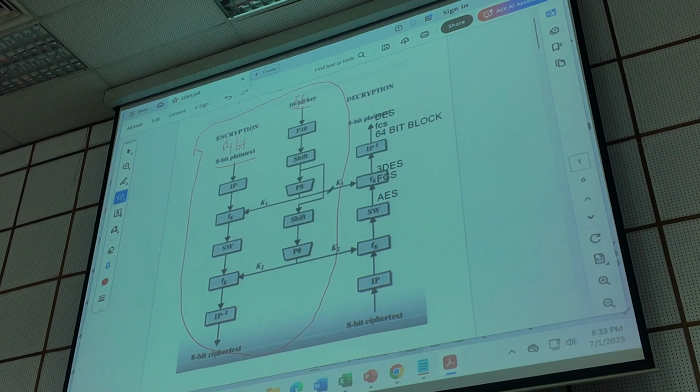Do you want me to explain it or do you want to learn it in the practical class? Practical class? Okay, I will explain a little bit. This is actually a practical.